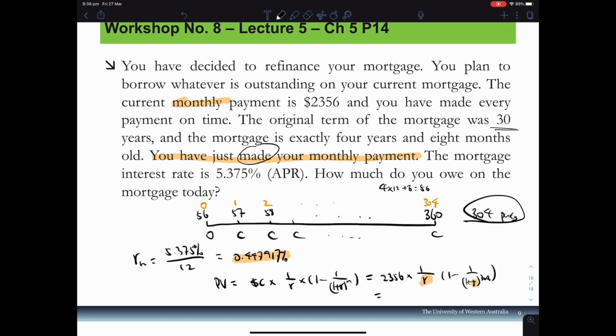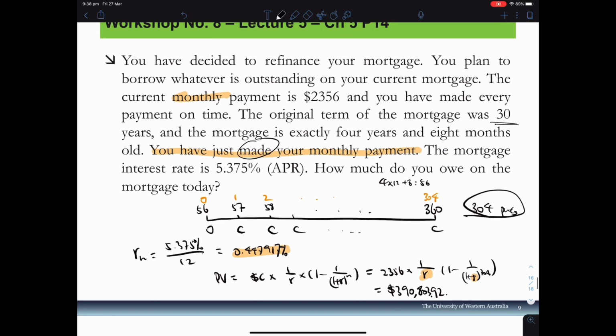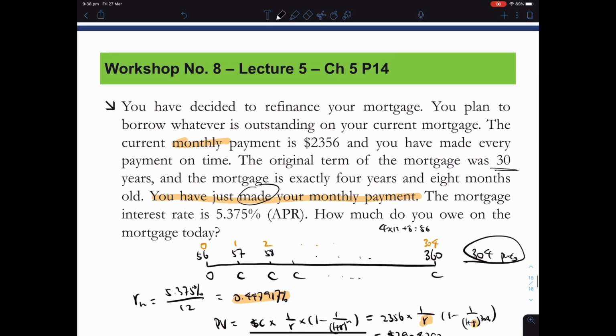And this question is very straightforward. You just need to put it in your calculator. 390,803.92, and that's it. So I guess the only tricky bit for this question is to work out the timeline and how many payments are left. Once you do that and you nail the interest rate, which is just a conventional APR, then the rest is just plugging into the formulas. All right, and that's it for our workshop today. Talk to you on Monday on the lecture recording.